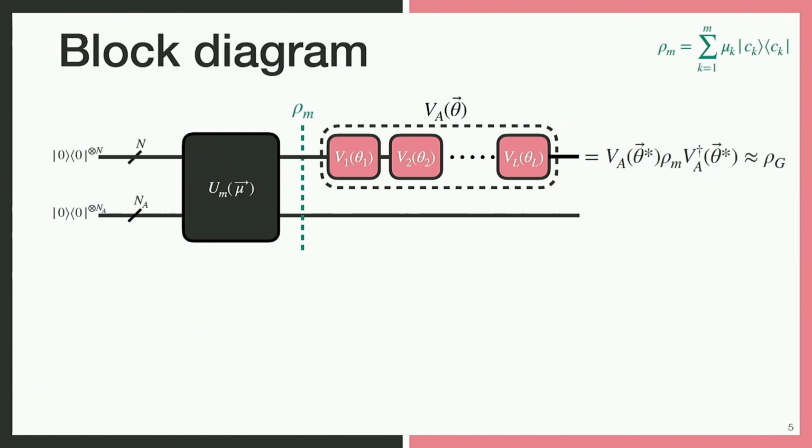So the broad block diagram of our method looks like this. U_M is a unitary that uses some ancillary qubits to prepare that diagonal density matrix I showed you in the last slide on the system register. And then you have an adaptively generated unitary purely on the system register that rotates you from the diagonal density matrix to the Gibbs state approximately.